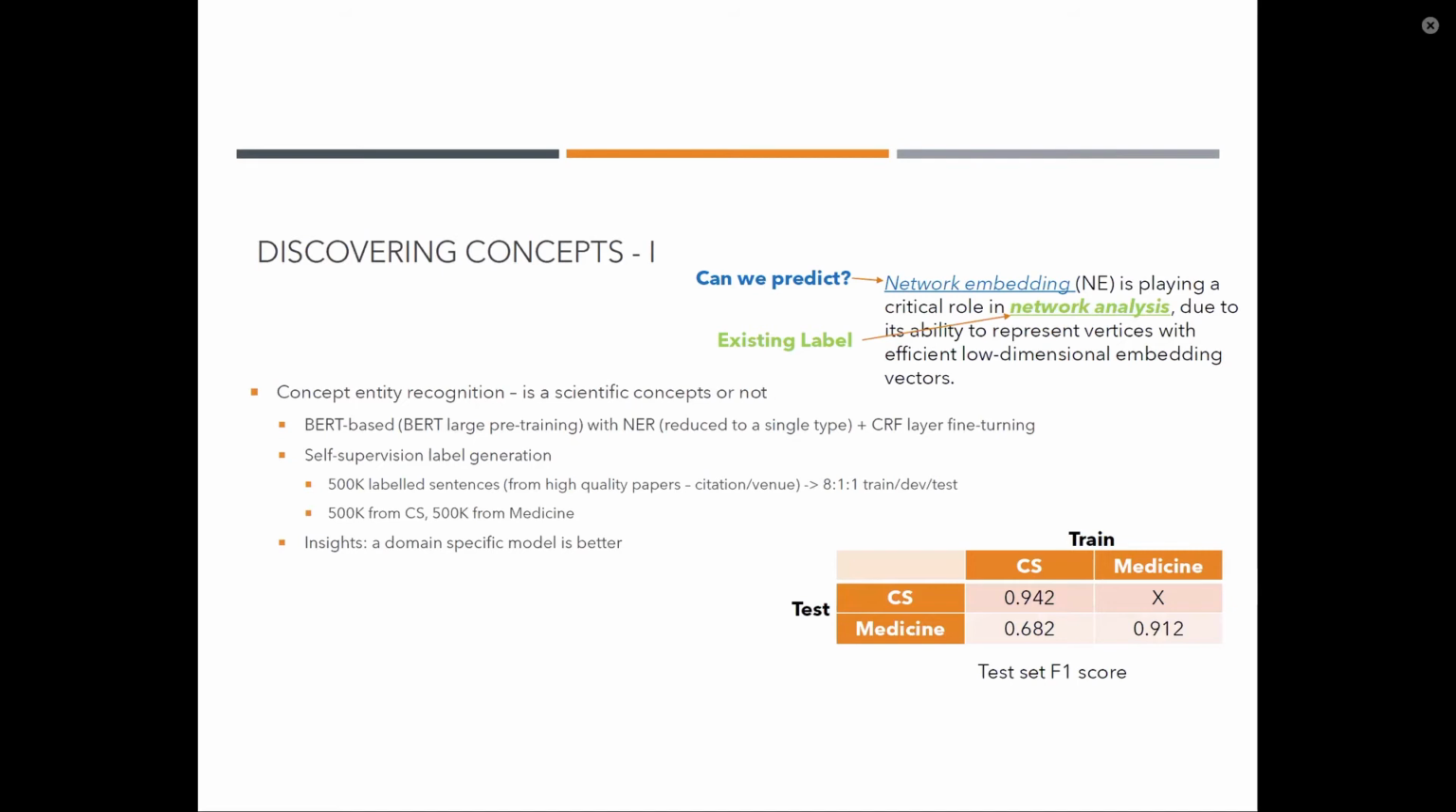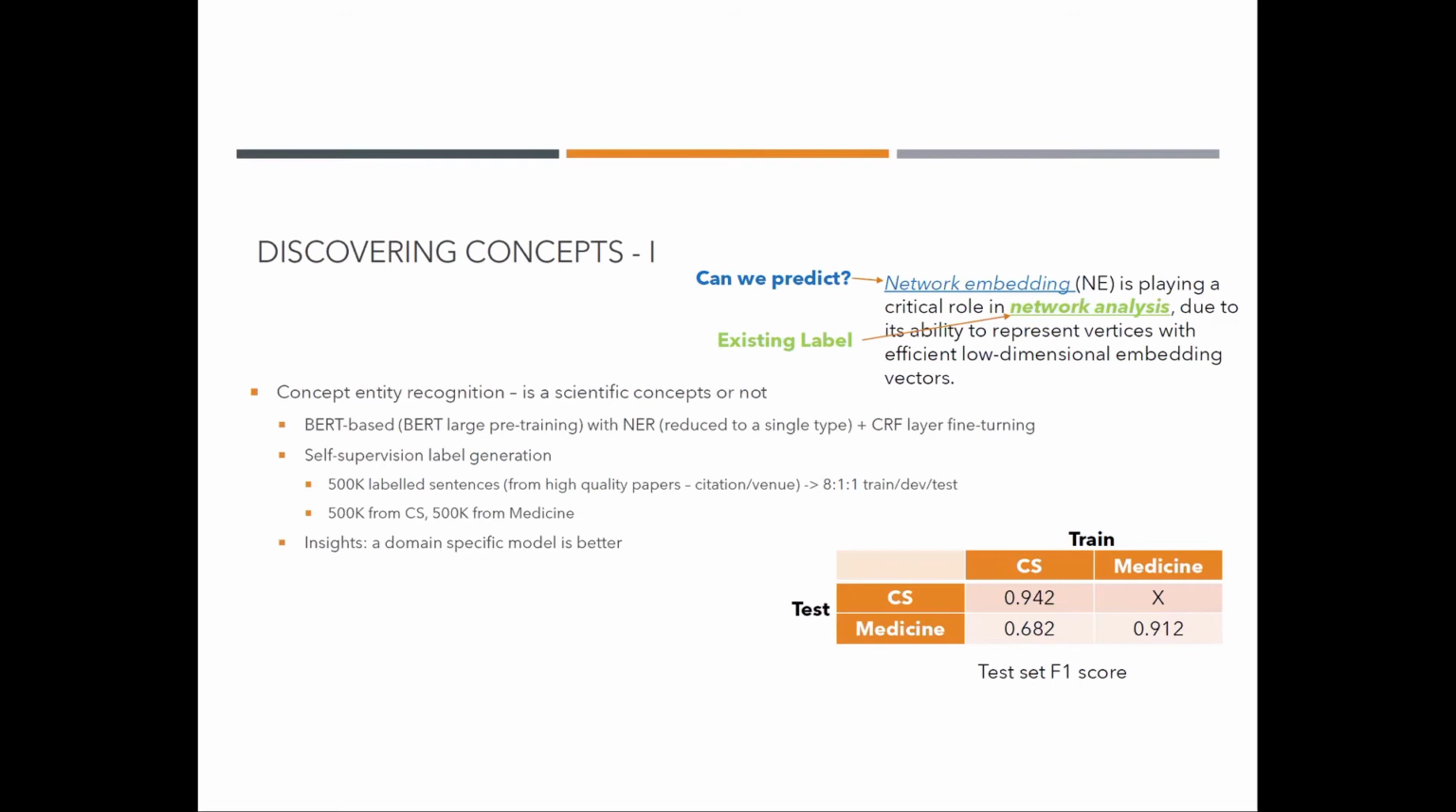So now comes the first stage. How to discover the new concepts. In this stage, for the scalability concern, again, we decompose the problem into two smaller subproblems. The very first subproblem is just to recognize the words or phrases in a sentence, whether it is talking about a scientific concept or not, without worrying about which concept it's talking about.